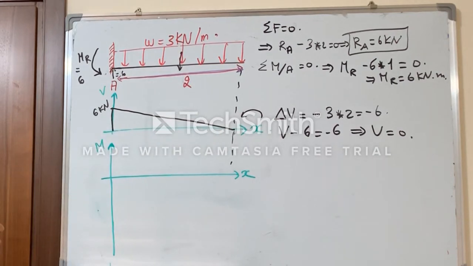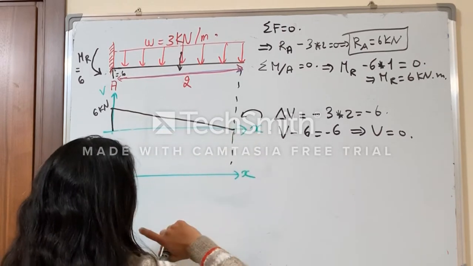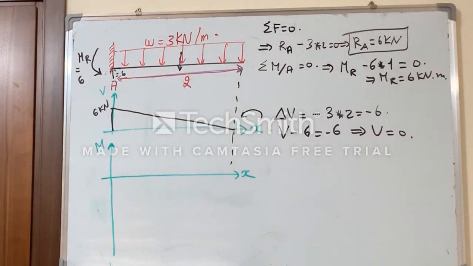Alright, so this is V, as simple as that. Now I should find M. I know, guys, that M is the integration of V, or the slope of M is equal to V. Since V here is always positive, this means that M will always be increasing.